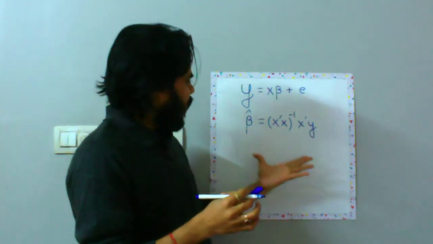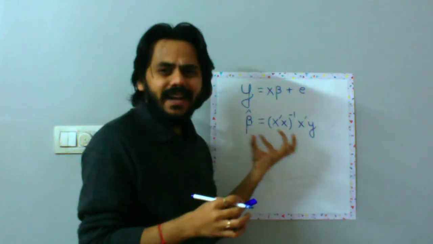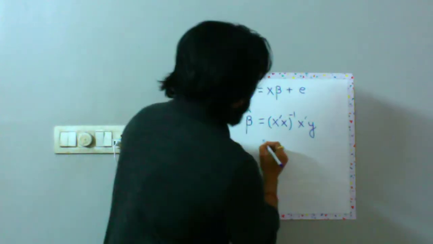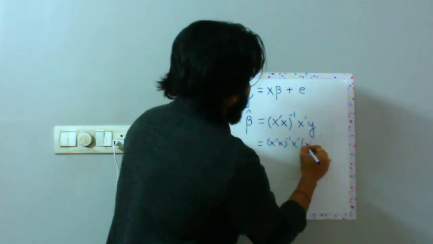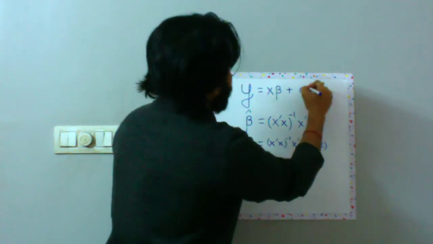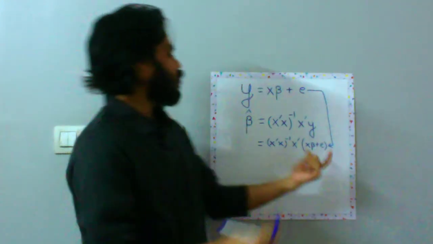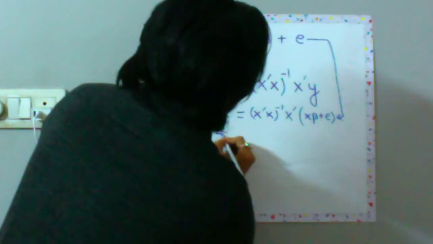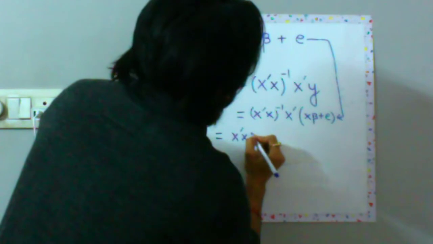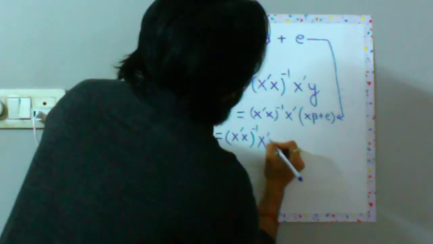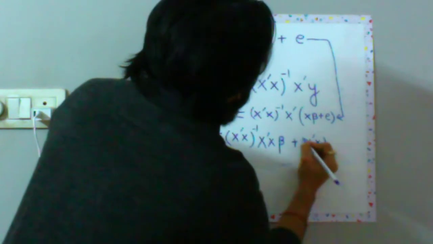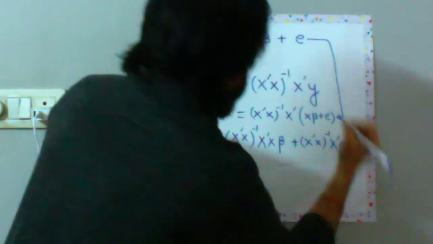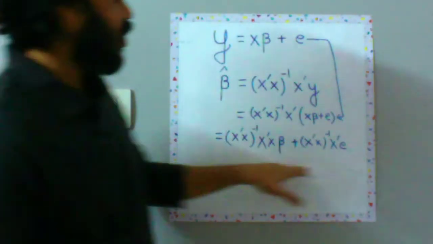Now, we have already understood these things in our previous lecture. So, let's try to understand what is lying inside beta hat by putting the value of y into it. So, this makes it x transpose x inverse x transpose and x beta plus e by putting this guy over here. Now, you just open up the bracket and separate out the terms, which equals x transpose x inverse x transpose x beta plus x transpose x inverse x transpose e. Now, this is your full expression of beta hat.